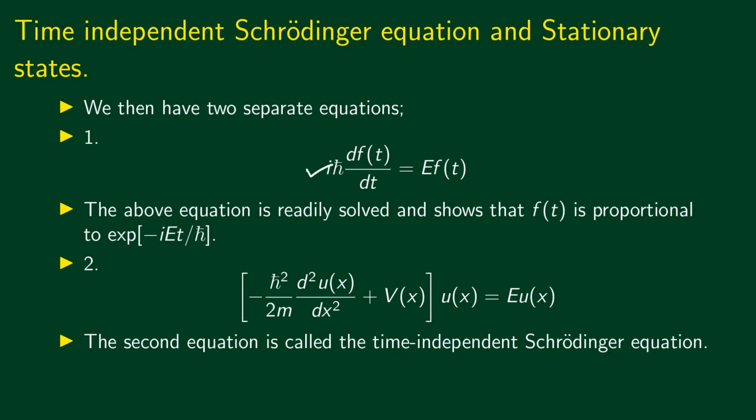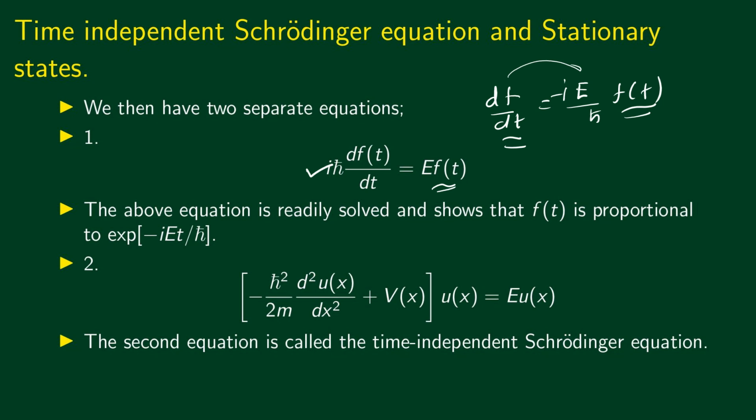So this is the first equation. iħ df/dt is equal to E multiplied by f of t. Now this equation can be solved. Immediately we see that we can write this as df/dt is equal to E divided by iħ f of t. Or I can write this as minus iE/ħ f of t. So we take the derivative, we get something multiplied by the same function.